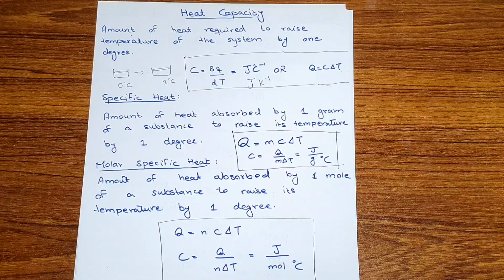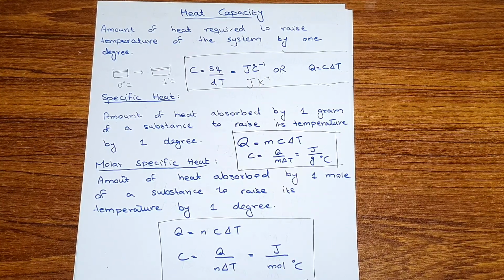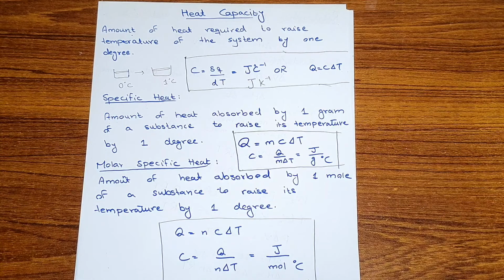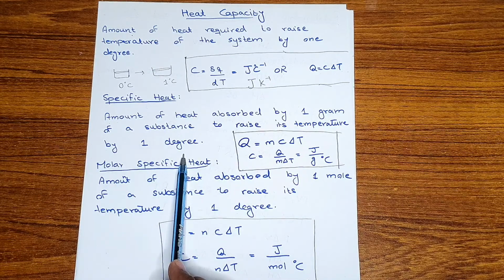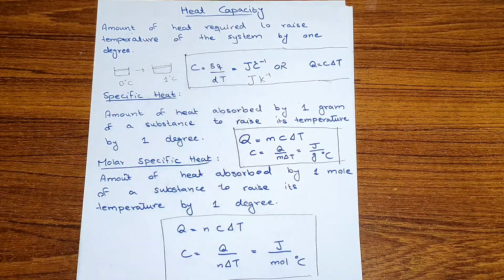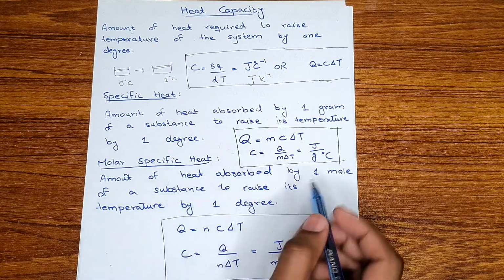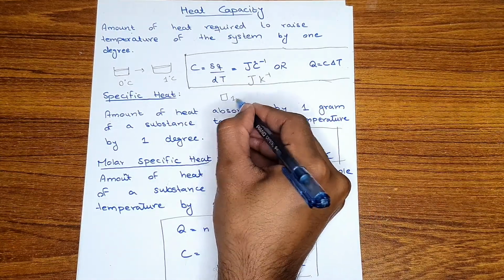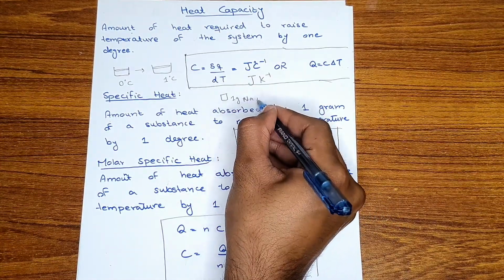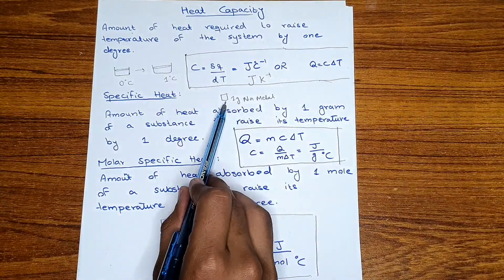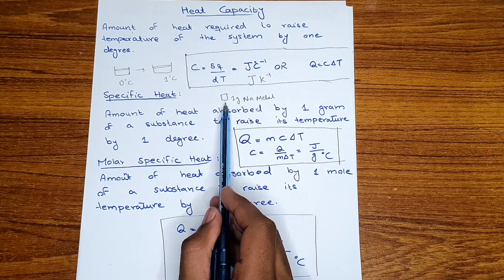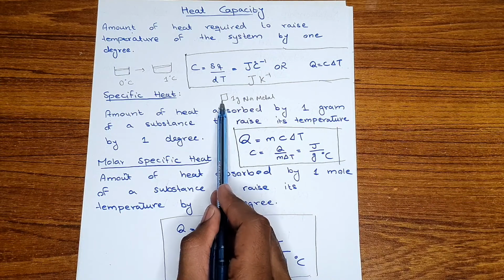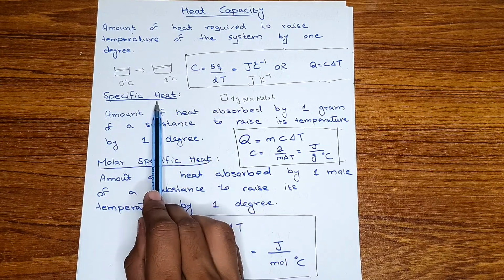The next thing that I have is specific heat. What is specific heat? Specific heat capacity is the amount of heat absorbed by 1 gram of a substance to raise its temperature by 1 degree. Let's just say that I have 1 gram of sodium metal. The amount of heat required to raise the temperature of 1 gram of sodium metal by 1 degree C will be known as the specific heat capacity.